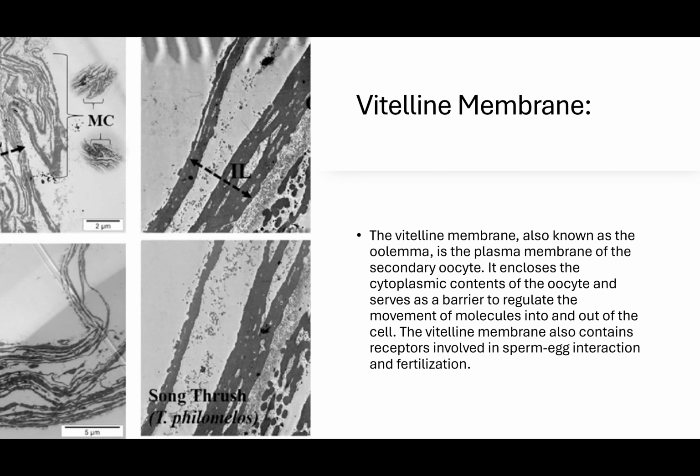The vitelline membrane, also known as the oolemma, is the plasma membrane of the secondary oocyte. It encloses the cytoplasmic contents of the oocyte and serves as a barrier to regulate the movement of molecules in and out of the cell. So the vitelline membrane is literally a cell membrane, the one we have on the secondary oocyte. The vitelline membrane also contains receptors involved in sperm-egg interaction and fertilization.